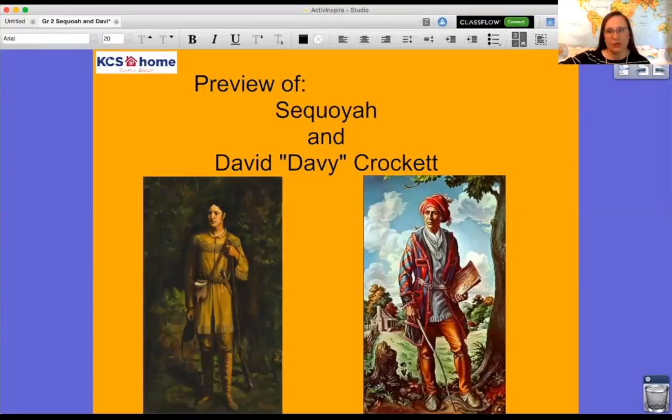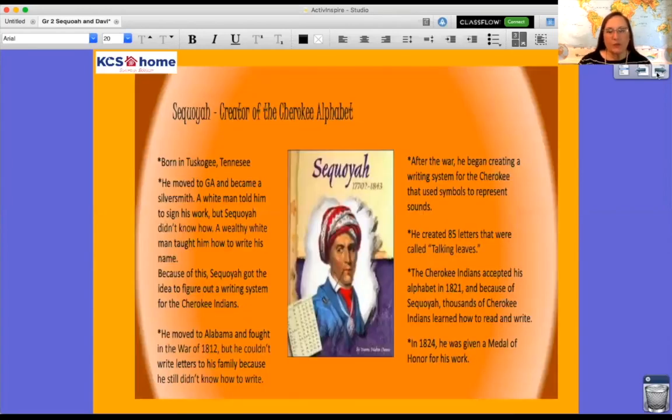In today's lesson, we're going to talk about Davy Crockett and Sequoia. Both are famous Tennessee heroes. And the first person we're going to talk about is Sequoia. Sequoia was the creator of the Cherokee alphabet. He was born in Tuskegee, Tennessee. He moved to Georgia and became a silversmith.